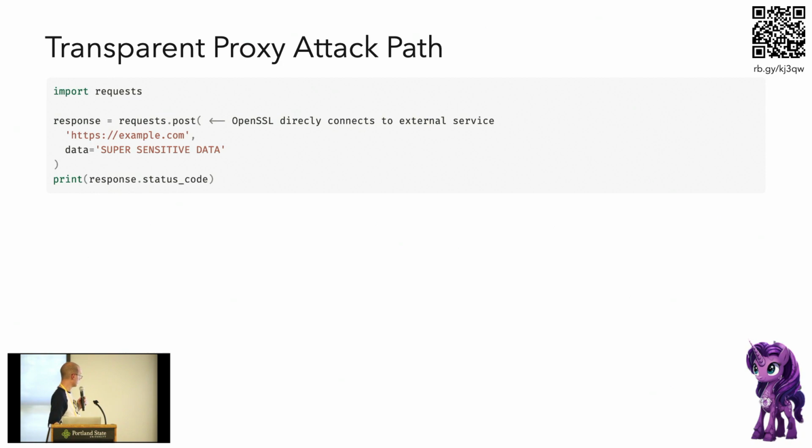Cool. So we've got the same old code as before. Again, this requests library is going to do a HTTP post. And yeah, that's going to go off and use OpenSSL that directly connects to the external service.